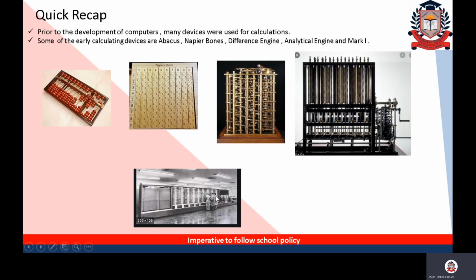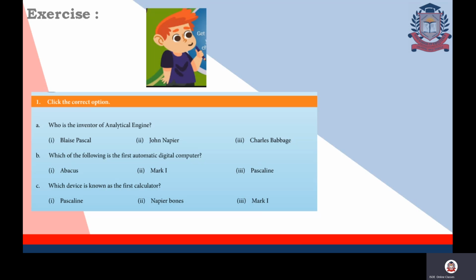Okay, and now let's have an exercise on this. Exercises, click the correct option. Who is the inventor of the analytical engine? Is it Blaise Pascal, John Napier, or Charles Babbage? What all did Charles Babbage invent? He invented the analytical engine, and the next one is the difference engine. Correct, it was invented by Charles Babbage. The third one, it's Charles Babbage.